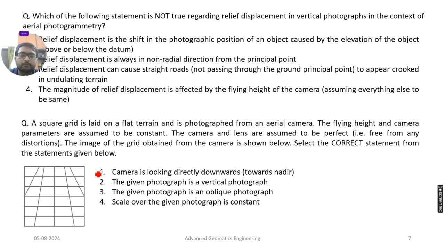We have seen that if the tilt is greater than some degree, then it is considered an oblique photograph. Can anyone recall the tilt limit we learned in the last lecture? What was the limit? Sir, 3 degrees was the limit. Exactly. If it is more than 3 degrees, then that photograph is termed an oblique photograph.